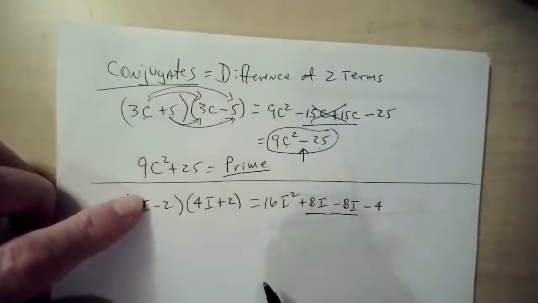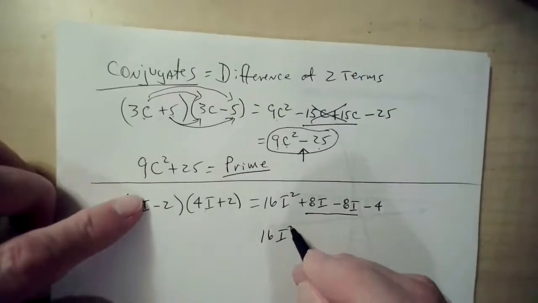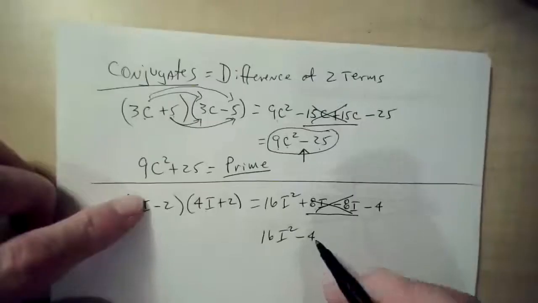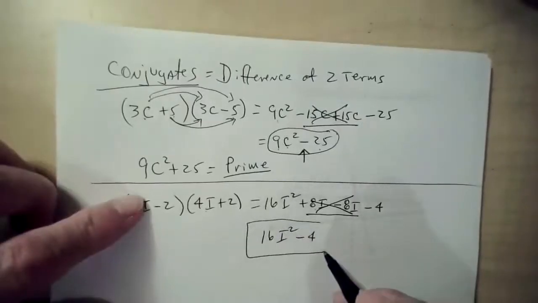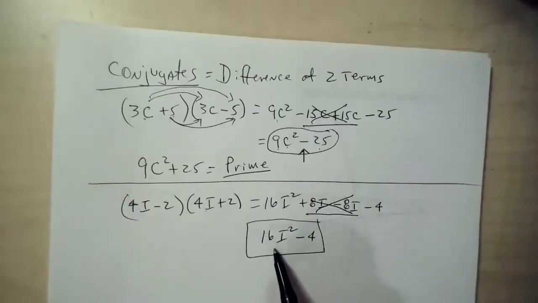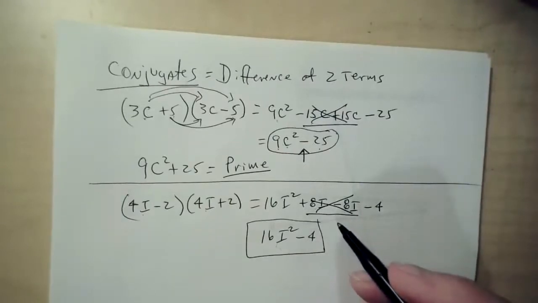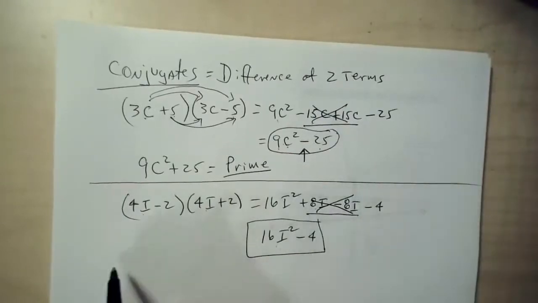Now, the linear terms, what happens to them? They cancel out. Excellent. So it's 16i squared, 8i minus 8i is 0. It's gone. It's eliminated. Minus 4. So what do we have here? The difference of two terms that are perfect squares. And what's that called? It's called a conjugate. Okay? Conjugate. What could be more fun?